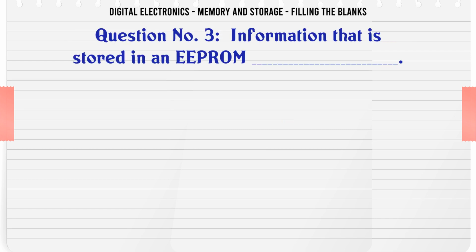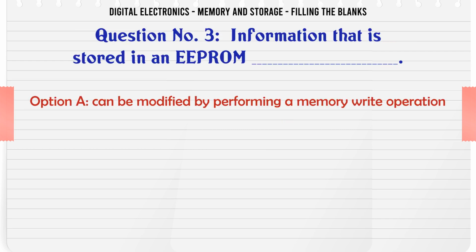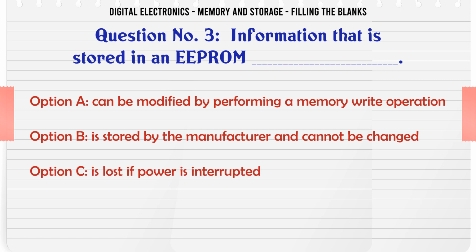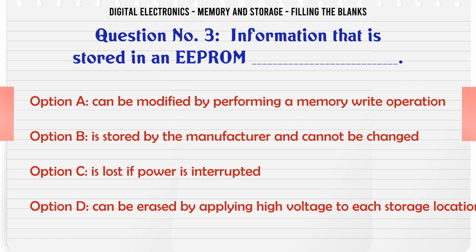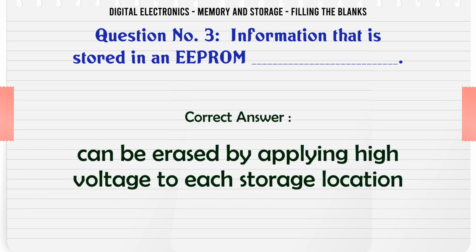Information that is stored in an EEPROM A. can be modified by performing a memory write operation. B. is stored by the manufacturer and cannot be changed. C. is lost if power is interrupted. D. can be erased by applying high voltage to each storage location. The correct answer is can be erased by applying high voltage to each storage location.